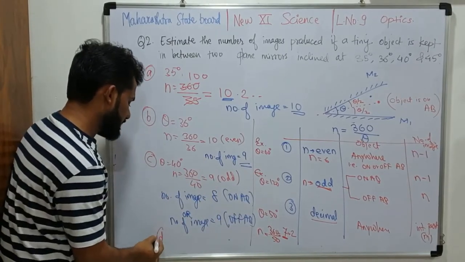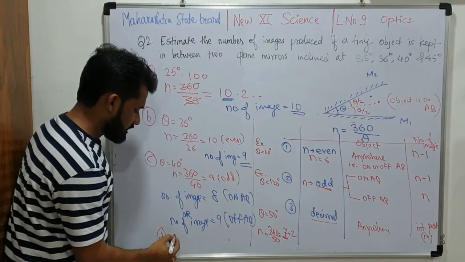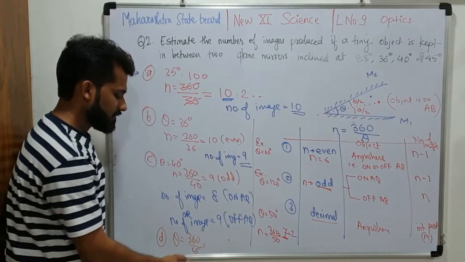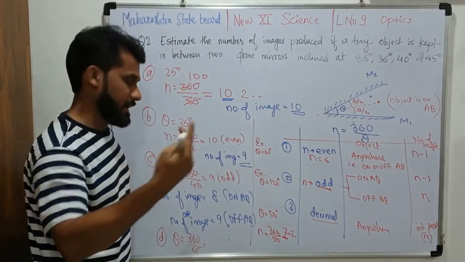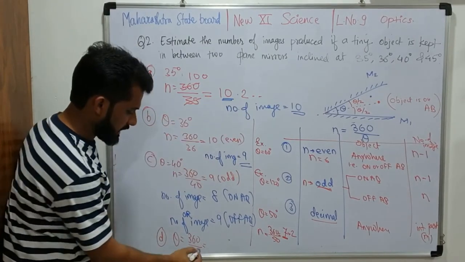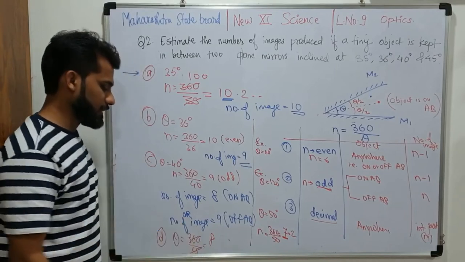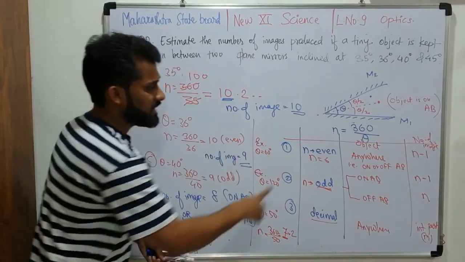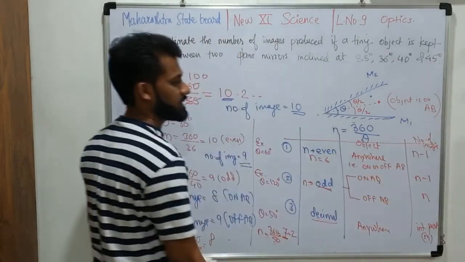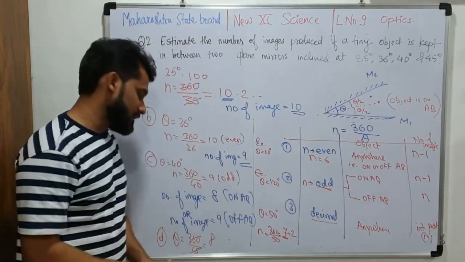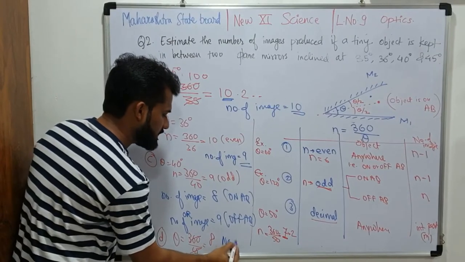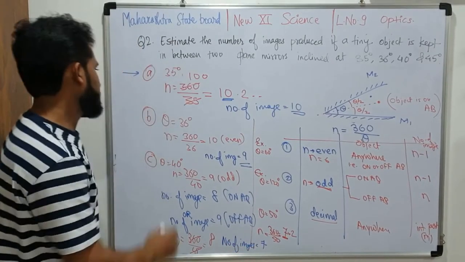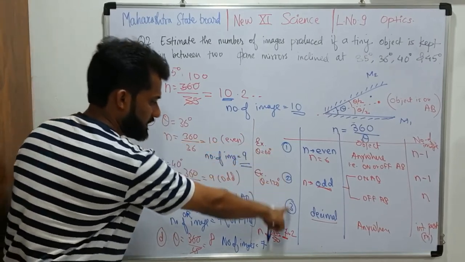And the last case, D, is for 45 degrees. For that, what is n? 360 by 45. If you divide by 45, twice is 90, and 4 times is 180, 8 times is 360. If you divide it properly, you will get 8, which is an even number. What do we do in case of an even number? For even, wherever the object is placed, the number of images will always be n minus 1. So the number of images answer is 7.